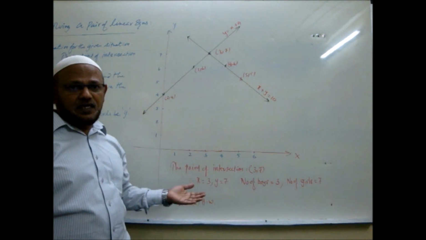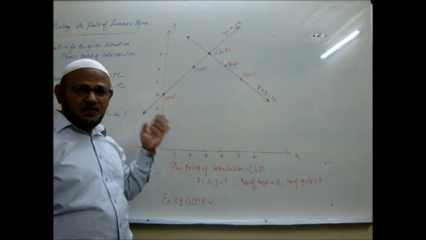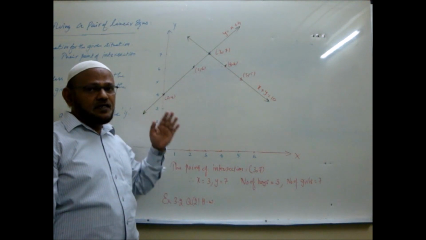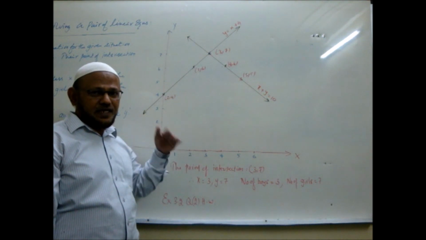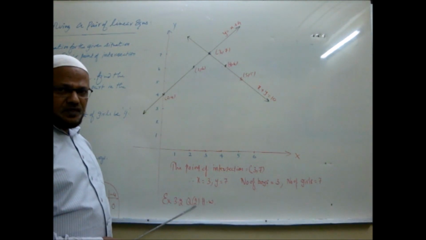Okay. So in the next class we will see under which circumstances two lines will intersect, and two lines will go parallel or be coincident. This is the next topic we will discuss. Your homework is question number 2, graphical solution.